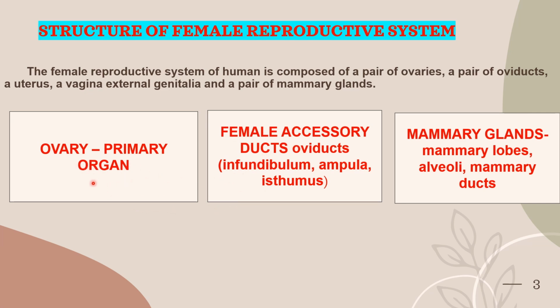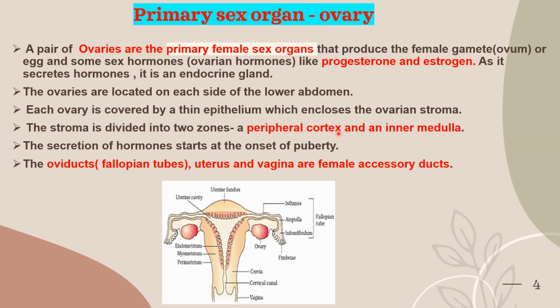The primary organ is the ovary, and the female accessory ducts include the infundibulum, ampulla and the isthmus, and the mammary glands comprise the mammary lobes, the alveoli and the mammary ducts. Now we learn more about the primary organ involved in reproduction, which is the ovary.